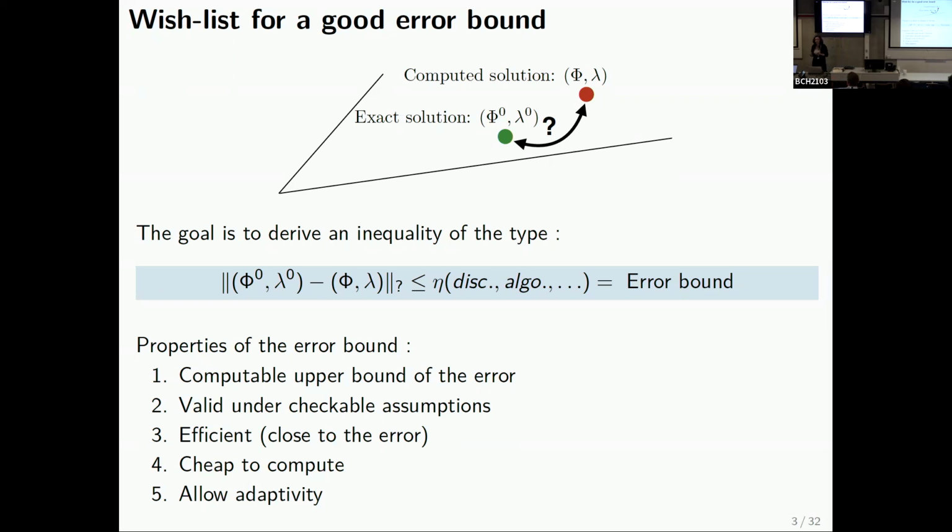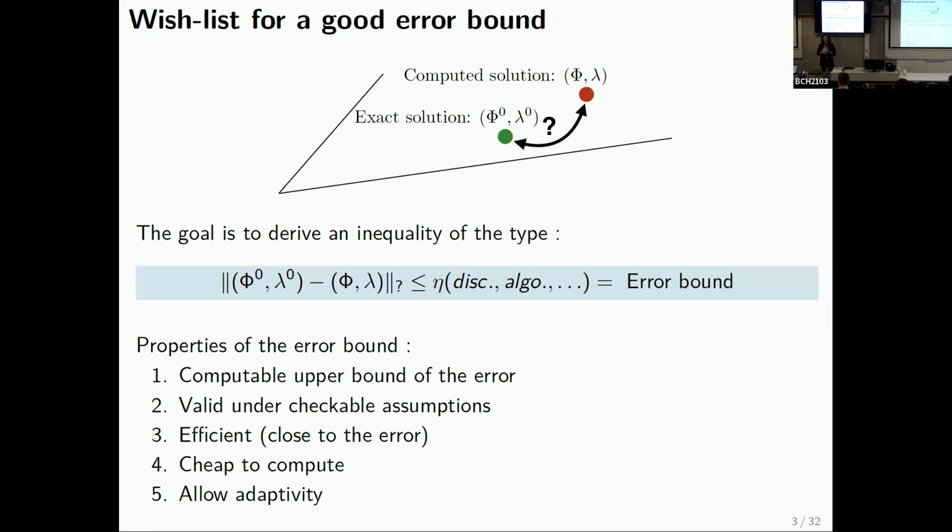Let me first sketch out a wish list for what a good error bound would be. We have the computed solution that we get out of the computer code used to solve the problem, and somewhere we have the exact solution. The goal of this work is to derive an inequality that bounds the error between the exact and the approximate solution of the problem, by terms that depend on the different approximation parameters of the problem, such as the discretization, the algorithm, etc.